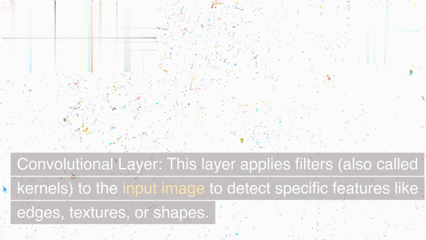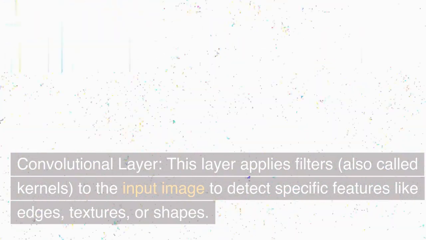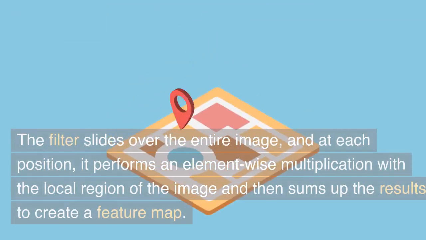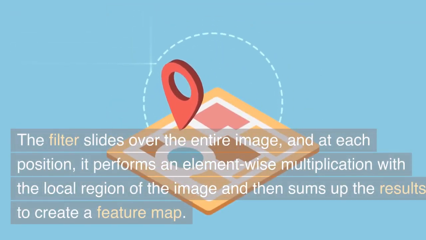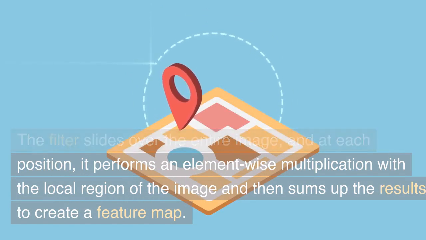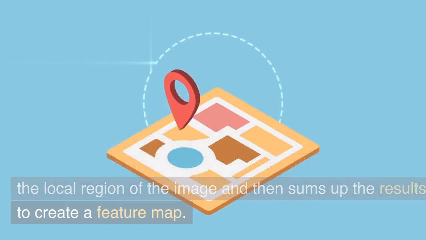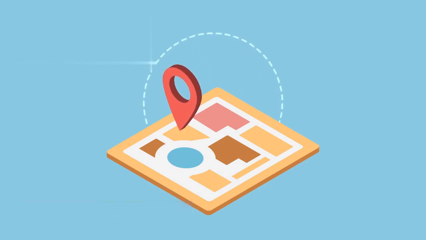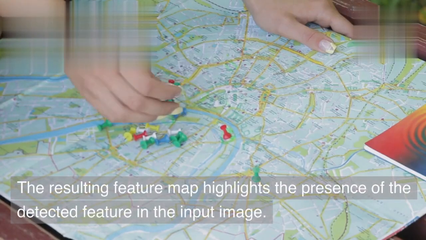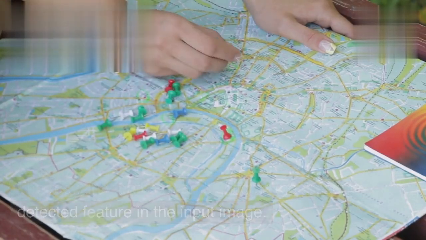Convolutional layer. This layer applies filters, also called kernels, to the input image to detect specific features like edges, textures, or shapes. The filter slides over the entire image, and at each position, it performs an element-wise multiplication with the local region of the image and then sums up the results to create a feature map. The resulting feature map highlights the presence of the detected feature in the input image.